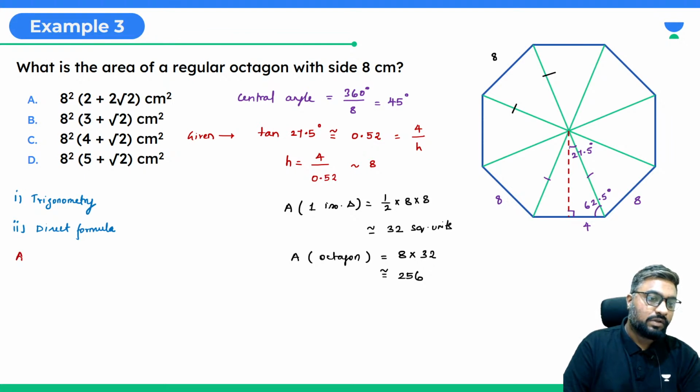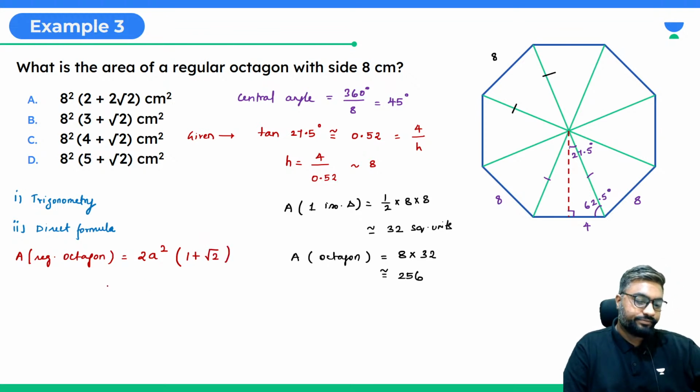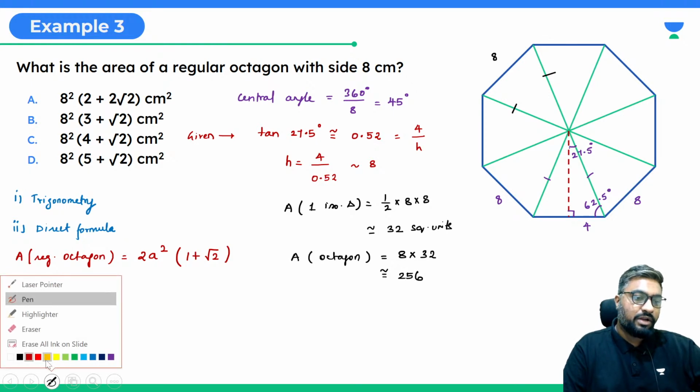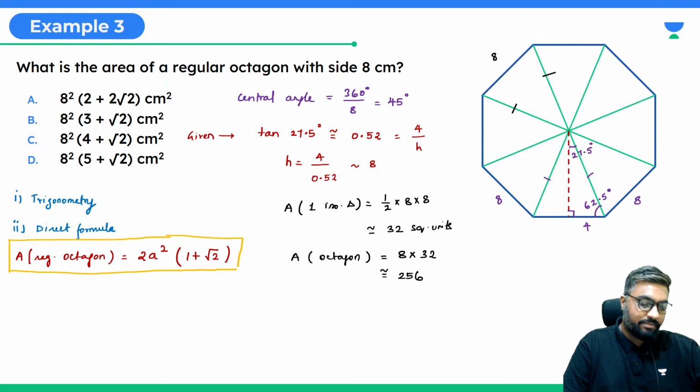So area of a regular octagon is basically 2 times a square into 1 plus root 2. Getting this? ये है आपका डायरेक्ट फॉर्मूला फॉर एरिया ऑफ रेगुलर ऑक्टागन. Unless and until we know this ये वाला question नहीं solve होगा. So there are some limitations to logic. हर जगह पे logic काम नहीं आएगा, so यहाँ पे आपको formula से ही जाना पड़ेगा.